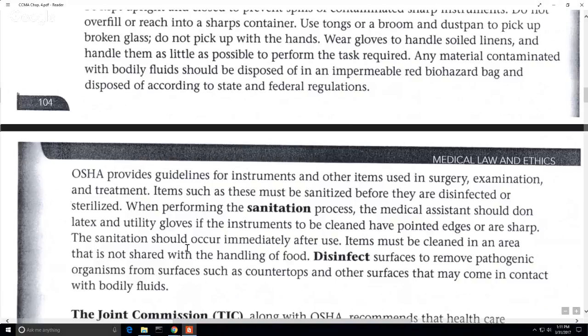When performing the sanitation process, the medical assistant should don latex or utility gloves. If the instruments to be cleaned have pointed edges or are sharp, the sanitation should occur immediately after use. Items must be cleaned in an area that is not shared with the handling of food. Disinfect surfaces such as countertops or other surfaces that may come in contact with body fluids to remove pathogenic organisms.